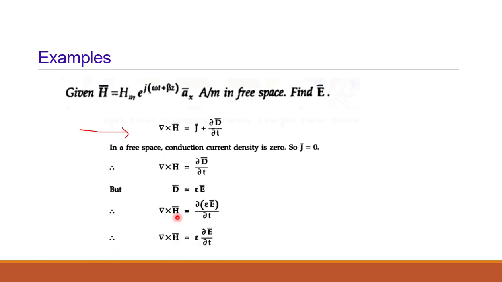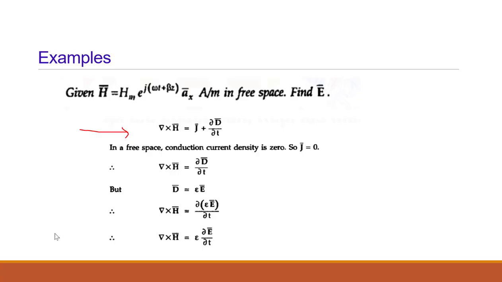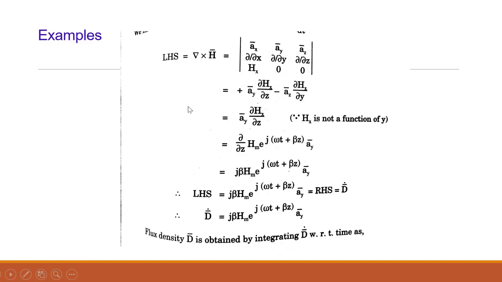Okay. But what is given? H is given, not E. We have to find out E. So first let us find this LHS, del cross H. To find del cross H, we use this equation. Del cross H is the determinant of ax, ay, az, dou by dou x, dou by dou y, dou by dou z, Hx, 0, 0, because in the given H, only the Hx component is given.